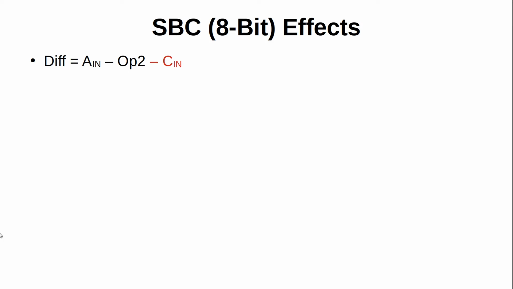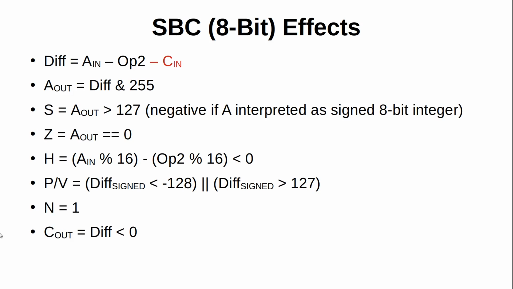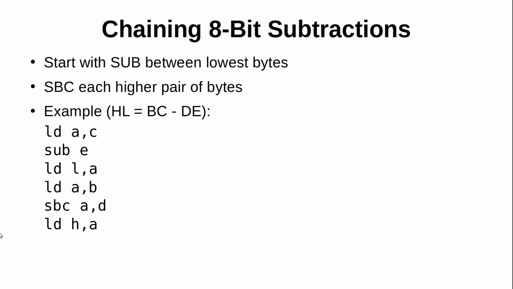This will effectively implement a borrow taken for a previous operation. The flags are all set the same way as they are for a sub instruction, including a new output value for the C bit based on the sign of the difference. You can chain 8-bit subtractions in the same way that you do with addition, starting with sub for the lowest byte of the difference and SBC for each higher byte.